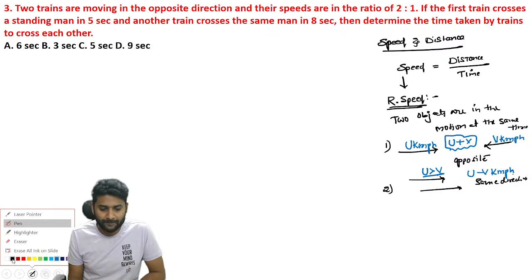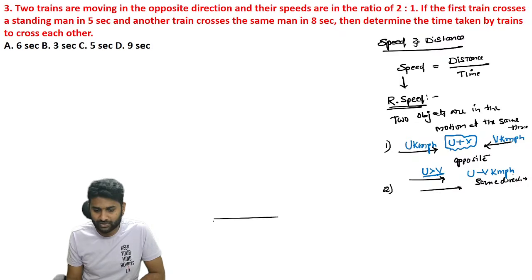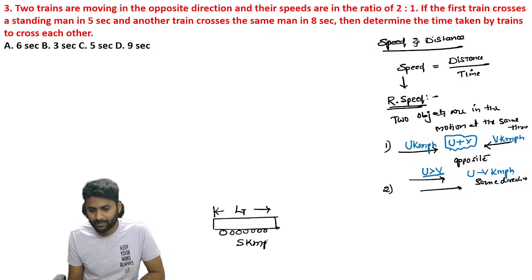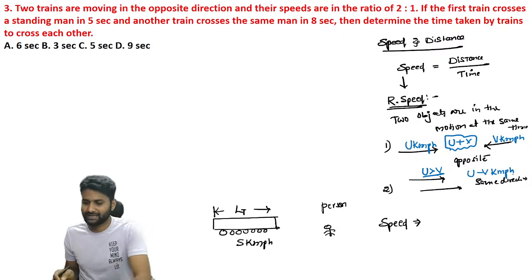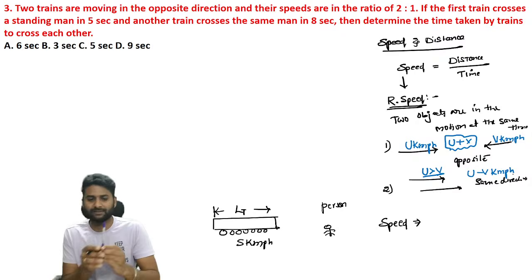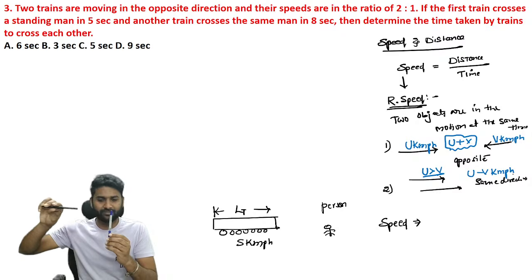Now remember that. Understand this concept now. If a train of length LT is running at a speed of s kilometer per hour, and the train crosses a person, then how much is the speed? Speed is all about the distance covered. Let us take that this is the person, and this is the train running at a speed of s kilometer per hour.